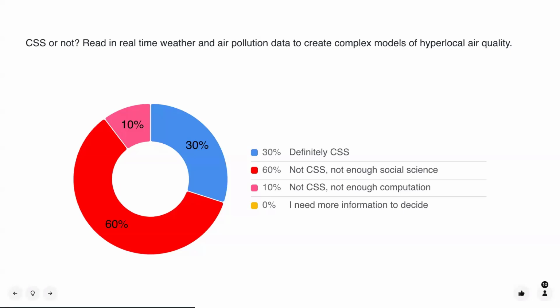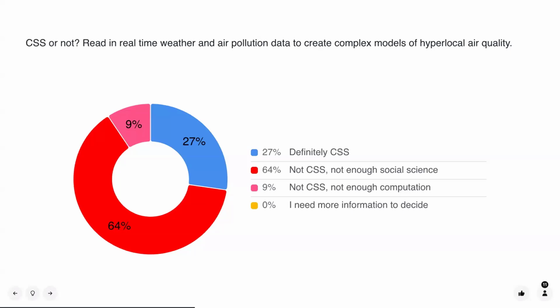But it is interesting to see for this one, there's not as much division compared to the first example that we did look at. Some of you are saying that there's not enough computation, but I think if we're looking at real-time weather and air pollution data, we've definitely got our computational element down. And there's some of you that said definitely CSS, and again, it is one of those frustrating exercises, because the questions are quite short. They're intended to make you think about ways in which it could be. And if we look at how this relates to human behavior and we think about a link there, then it definitely could be.